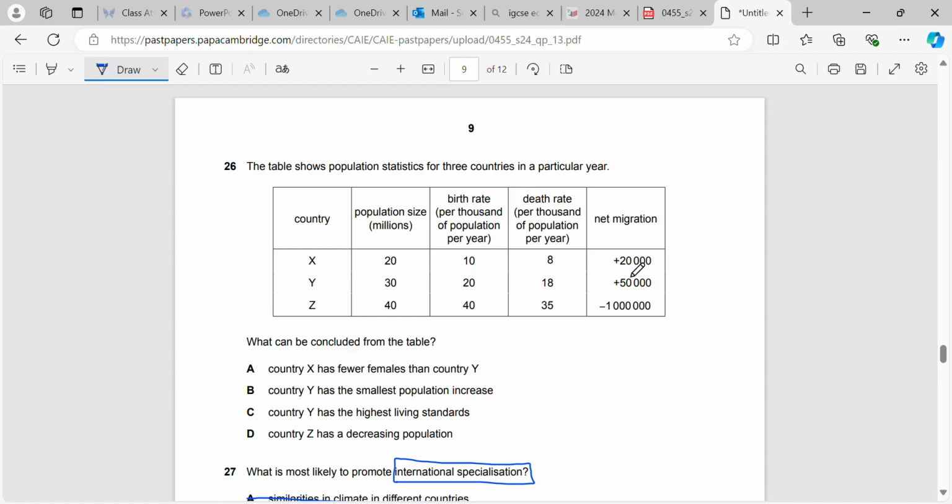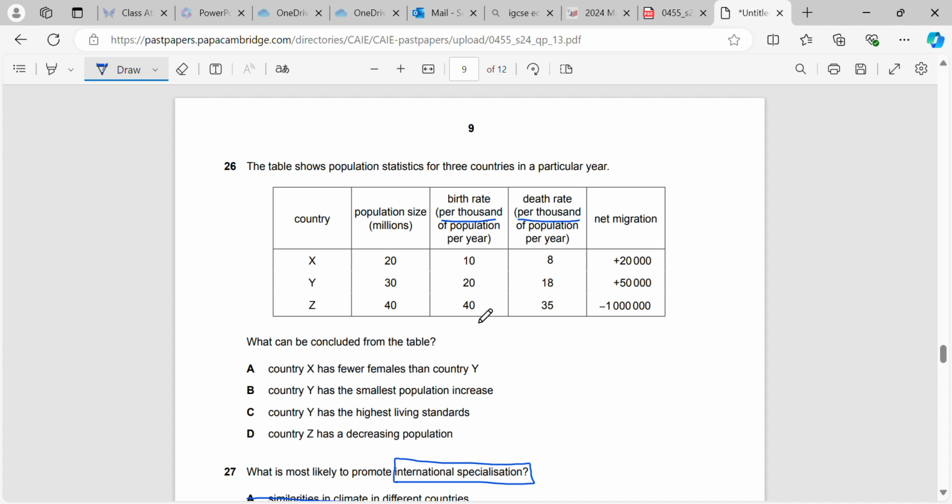So we can see here, for example, that in country X and country Y, we have more people coming in rather than going out. And the other way we calculate the change in population is by multiplying the birth rate by the population size. The only thing we have to be aware of is the birth rate and the death rate are given per thousand, not per million.